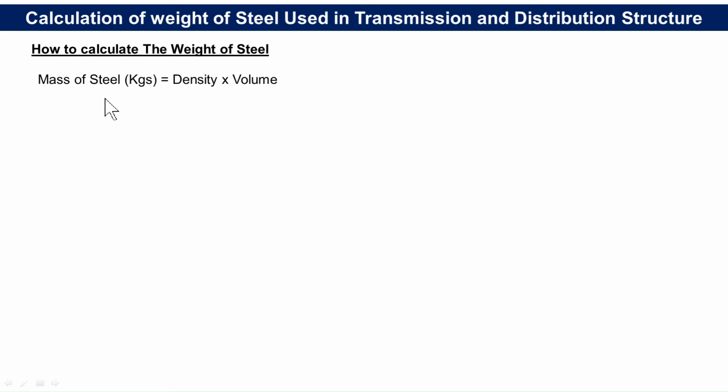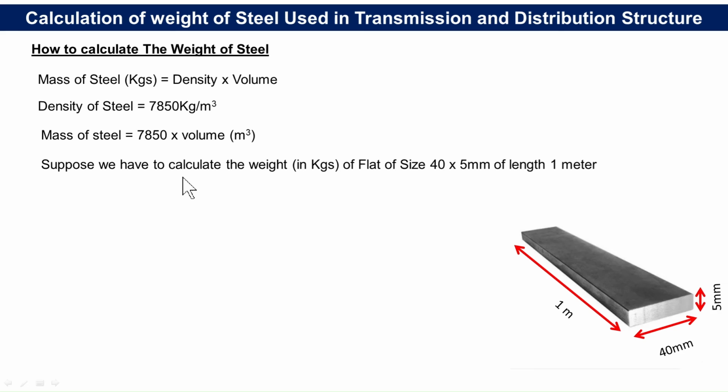Weight of steel, that is the mass of the steel, equals density into volume. The density of steel is 7850 kg per meter cube. Mass of steel equals 7850 into volume, where volume is in meter cube. Suppose we have an MS flat of size 40 into 5 mm of length 1 meter. We have to calculate the weight of this flat.